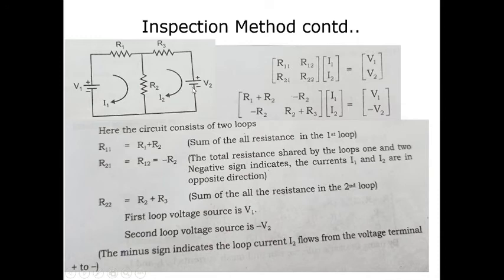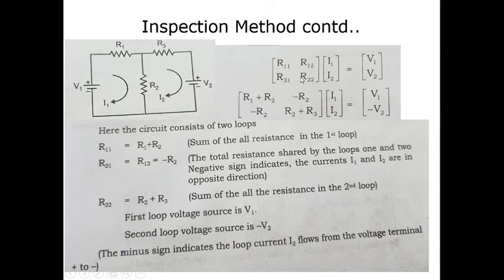So now we can see by inspection how you write this. Just by seeing the circuit you can write the equation. So this is R11, R12, R21, R22 into I1, I2 is equal to V1, V2. So in this first case, let us see this problem. How many resistances are there? The total sum of the resistances in the first loop will be R11. So you can see R1 plus R2 is nothing but R11.